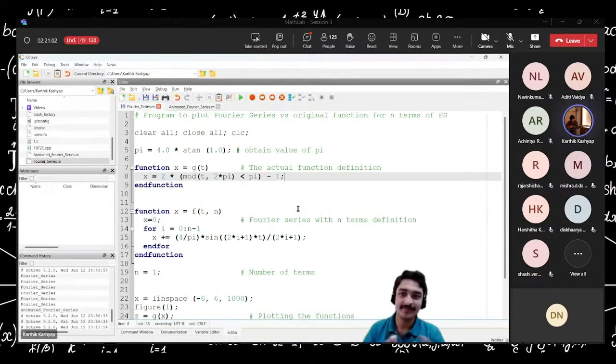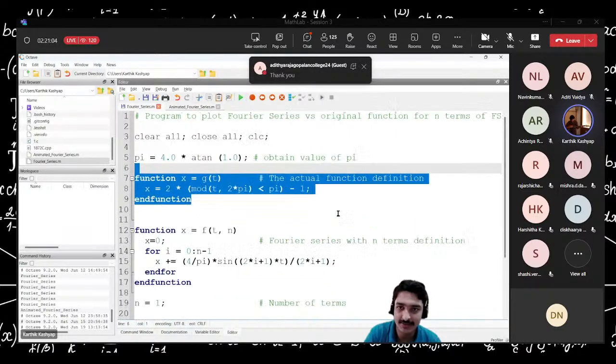Okay, I think they should be visible now. So this part, just zoom in even more.